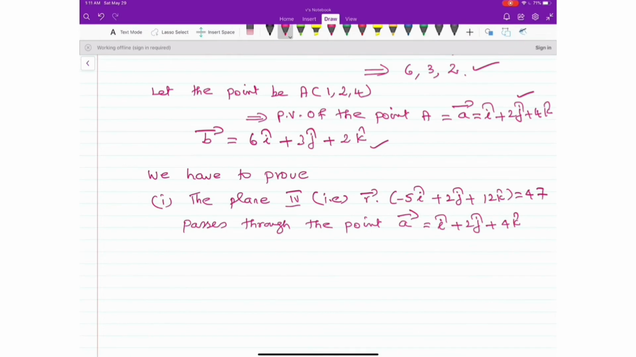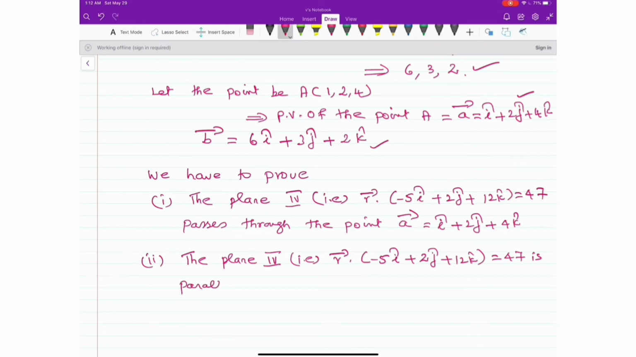The second part is the plane 4, that is, I am writing everything in detail for you, r vector dot minus 5i cap plus 2j cap plus 12k cap is equal to 47 is parallel to the vector, the parallel direction vector B is equal to 6i cap plus 3j cap plus 2k cap.